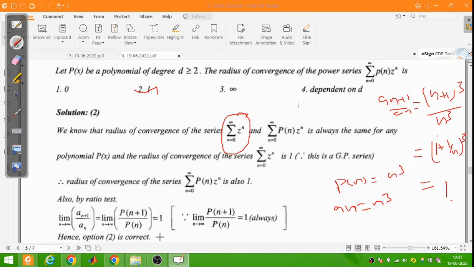Yes, sir. We just need to find the radius of convergence without p of n, and multiplying by p of n is the same for a polynomial. Always we know the radius of convergence of the polynomial is 1. So 1 into anything is 1, again we get 1. Therefore the radius is 1.